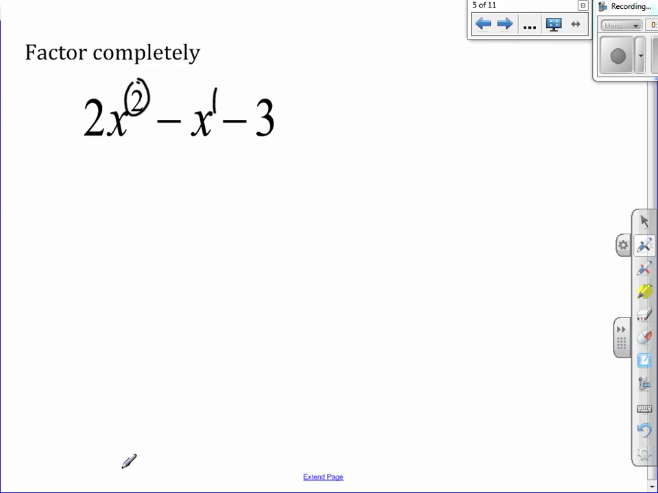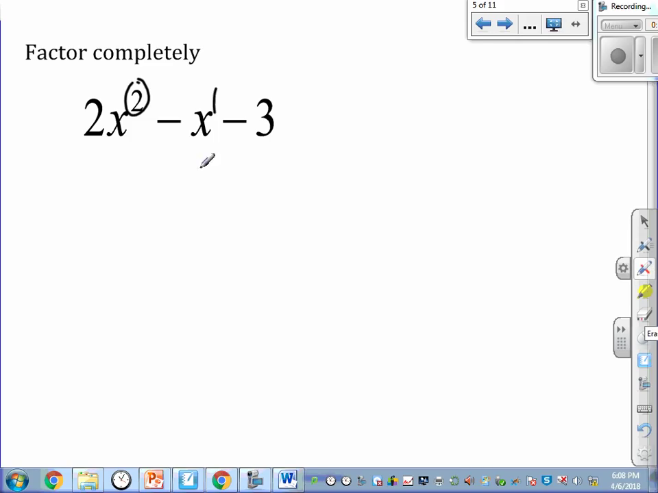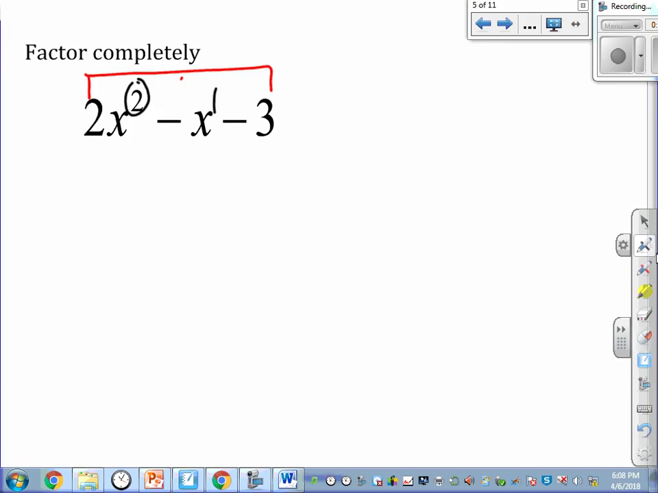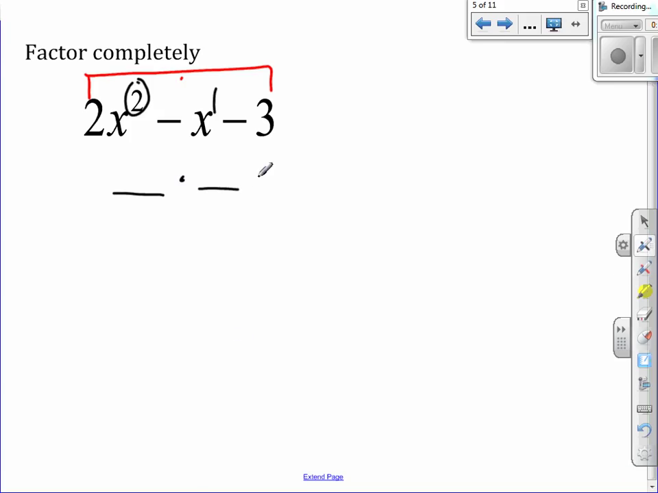Now, let's talk about how we factor this thing. To factor this quadratic, we have to take into account that we have a number in front of our x squared. To take that into account, we multiply a front end times a back end. 2 times negative 3. How much is that? Negative 6. Very good.